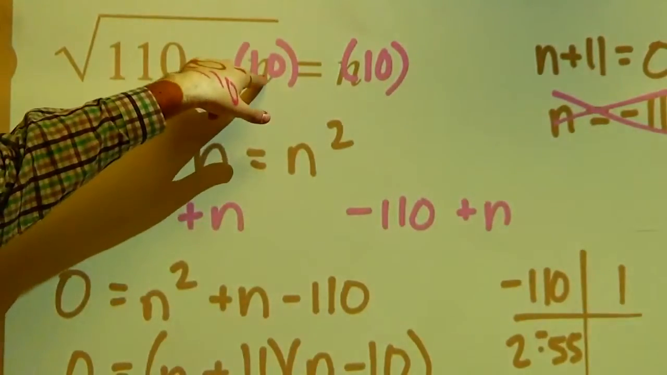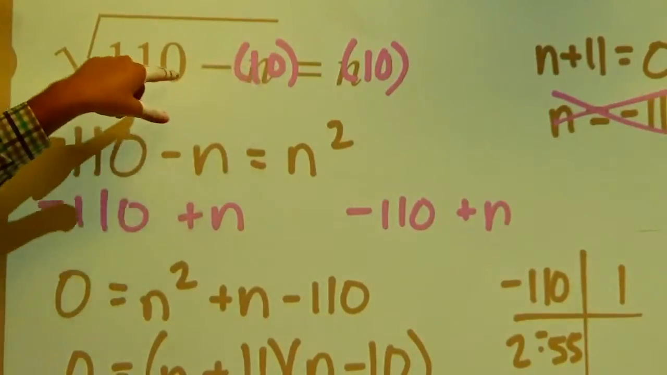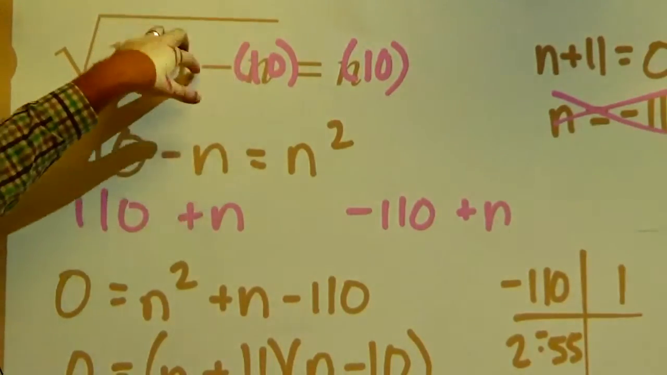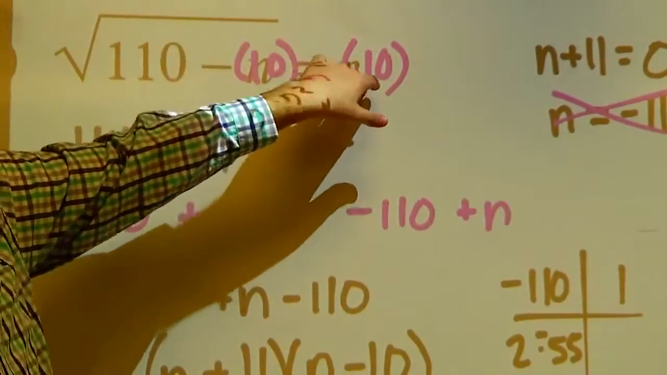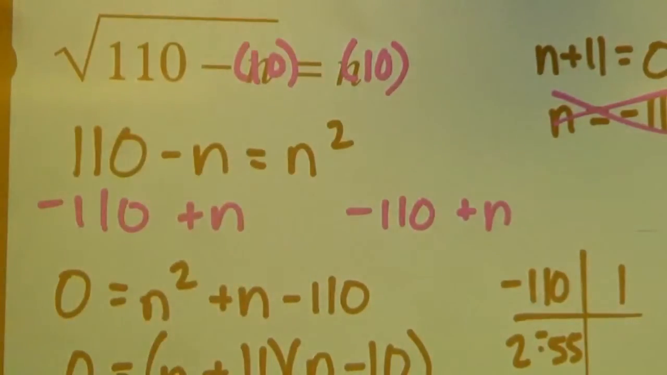The last one was negative. That's why we added. This one's positive, so it's just 110 minus 10 is 100. What's the square root of 100? 10. Is 10 equal to 10? So, this is our answer.